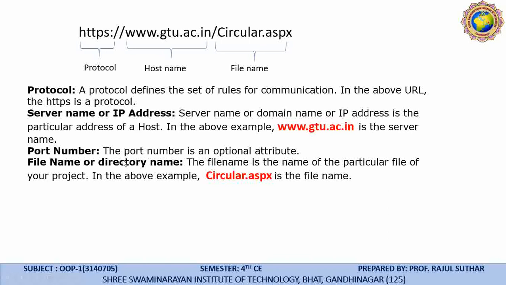What is the port number? Port number is an optional attribute. Try to search in Google. There are various ports from 0 to 65535, a total of 65536. This is the port. Some of them are reserved ports. So a port is nothing but it checks the connectivity, meaning whether it is open or closed.